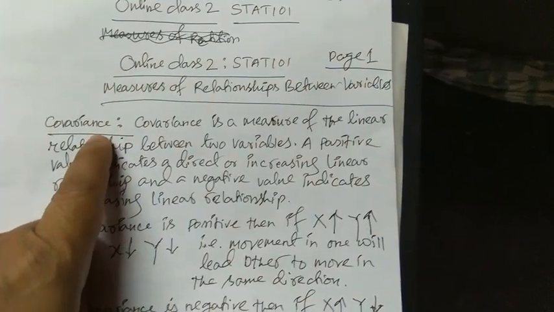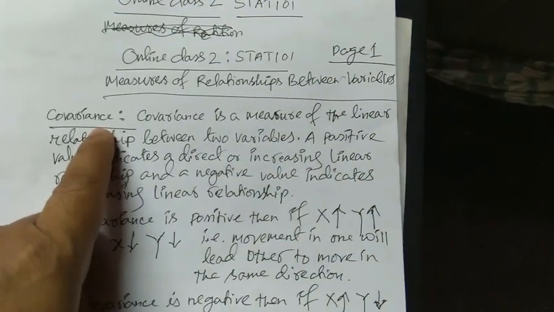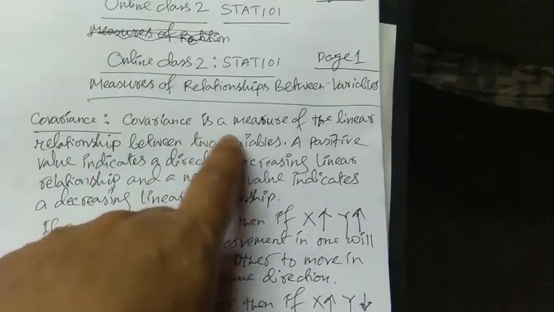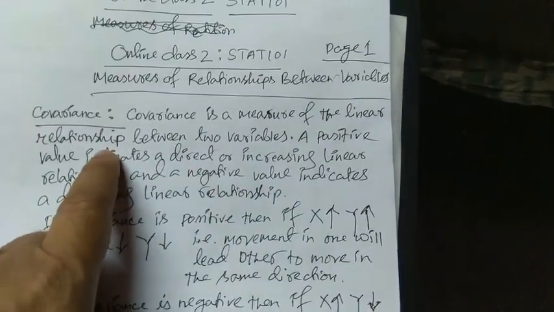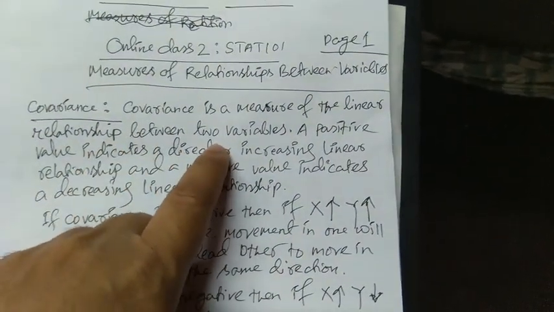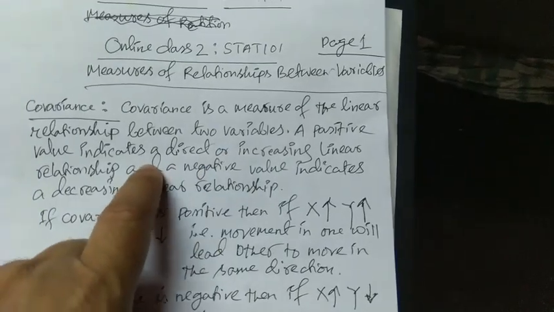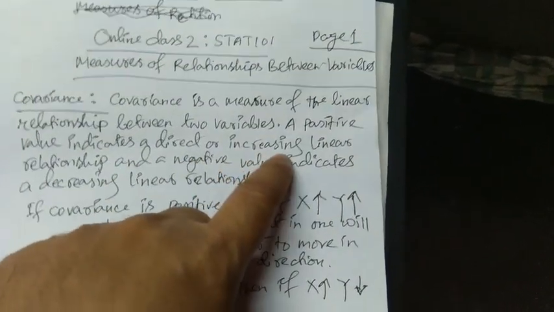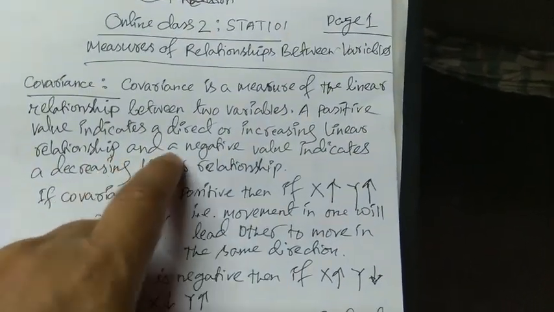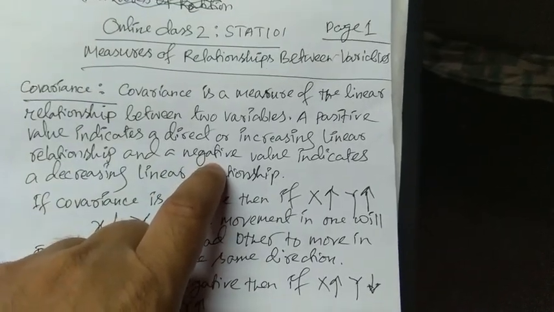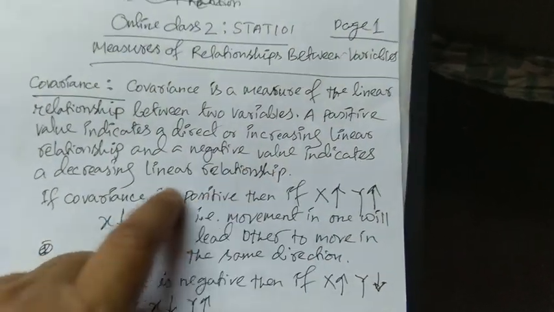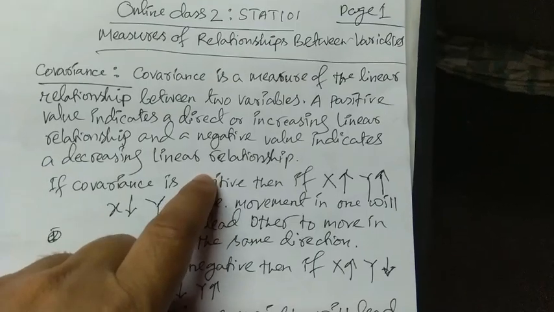Today we will study a new chapter, measures of relationship between variables. The first concept that we will study is covariance. Covariance is a measure of the linear relationship between two variables. A positive value indicates a direct or increasing linear relationship, and a negative value indicates a decreasing linear relationship.